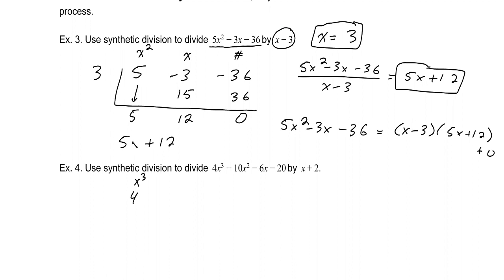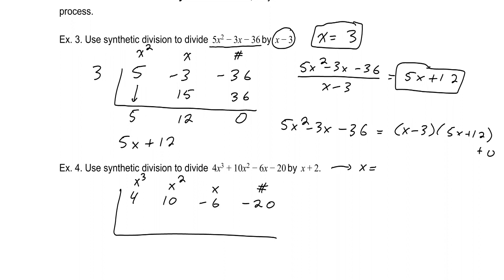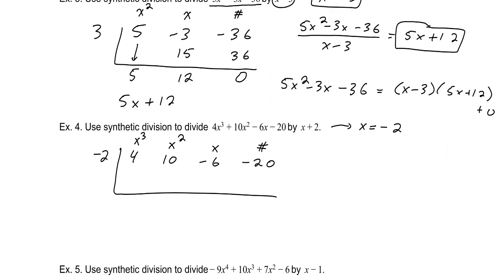synthetic division. So 4x cubed plus 10x squared minus 6x minus 20. That is my constant. This is x plus 2. So the value that makes this 0 is negative 2. So I'm going to put a negative 2 here. Now we'll bring down the 4.